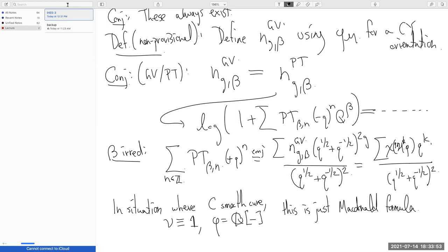Some more questions here. Can this conjecture of Gopakumar-Vafa/PT be proven under ideal Calabi-Yau 3 geometry? What do you mean? Sorry, in which geometry? So if you assume that all smooth curves are embedded and isolated, then can we prove the conjecture of the GV/PT correspondence?